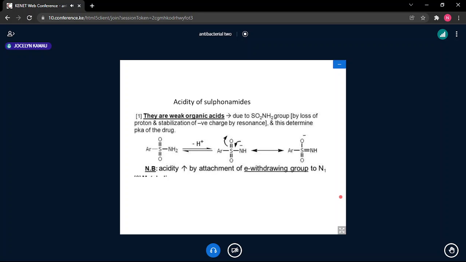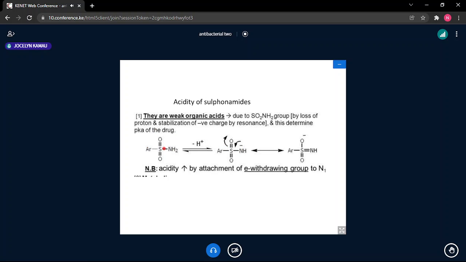So looking at the acidity of the sulfonamides, we are saying they are weak organic acids, and this is due to the sulfonamide group or the sulfonyl group. You see this sulfur, double bond O, NH2. Because of the fact that, as you can see here, it is S double bond O, S double bond O, and the nitrogen is attached to sulfur, there is a pull. The oxygens are highly electronegative compared to sulfur and nitrogen, so they pull electrons away.